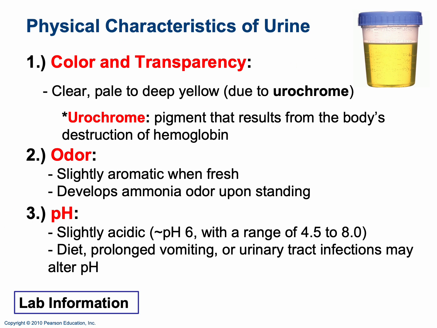So, a couple of items here to consider. One is always do an analysis of looking at the color of the urine. And the color may vary. It may vary from a clear color to maybe even some coloration, pale to deep yellow. And the coloration is based off of the presence of the pigment urochrome. So urochrome is the pigment that results from the body's destruction of hemoglobin. So that's urochrome.